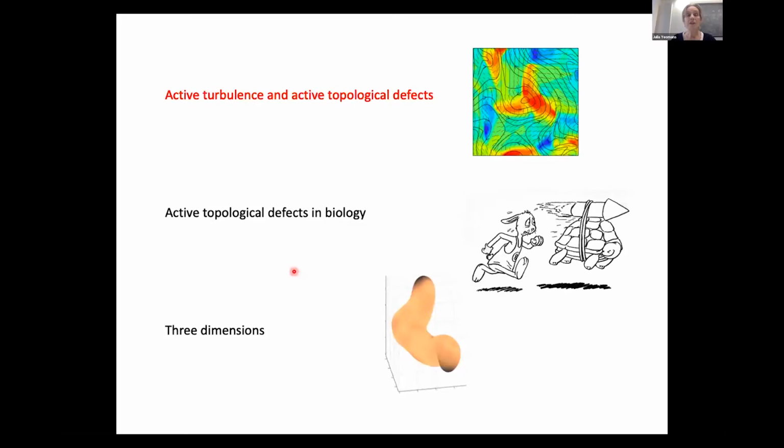So this is what I'm going to do. I'll start by talking about active turbulence and active topological defects. This is background material, which is pretty well understood now, although we certainly don't have a theory of what's going on, not a real first principles theory. Then I'll talk about my Hare and Tortoise story, which is an example of active topological defects in biology, and then show you some very recent work, which is computational, on active material in 3 dimensions.